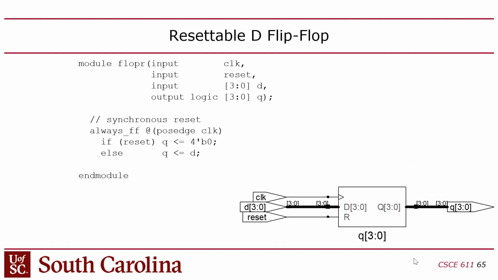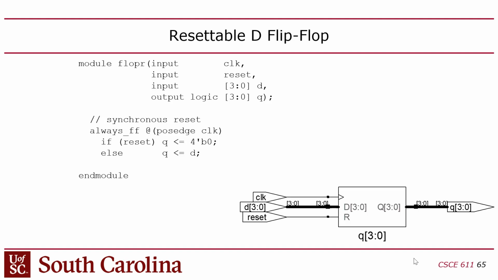But then I get to a resettable D flip-flop here. This says always_ff posedge clock. If on the rising edge of the clock reset happens to be asserted, then clear the flip-flop. Otherwise, sample the D and stick it on Q. So this is a synchronous reset because this reset only works on the rising edge of the clock. But notice that I use the less than equal here to assign. Why?